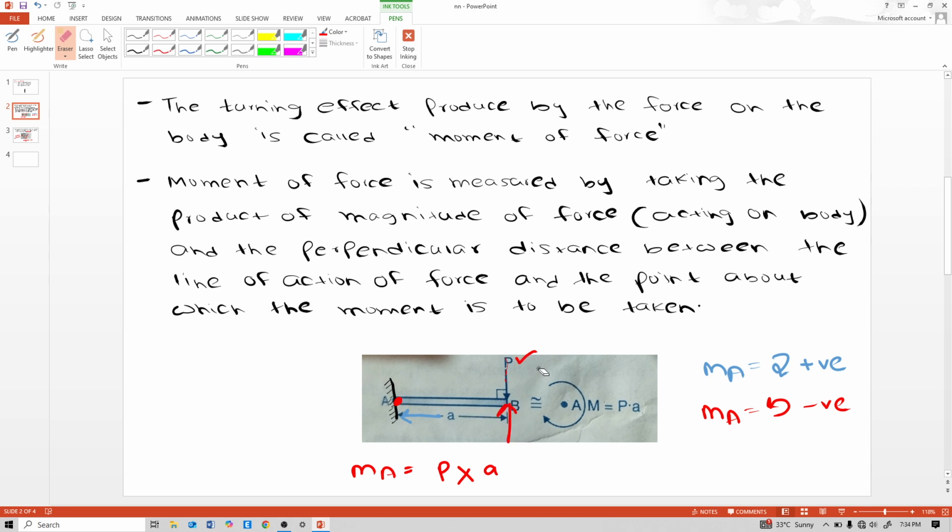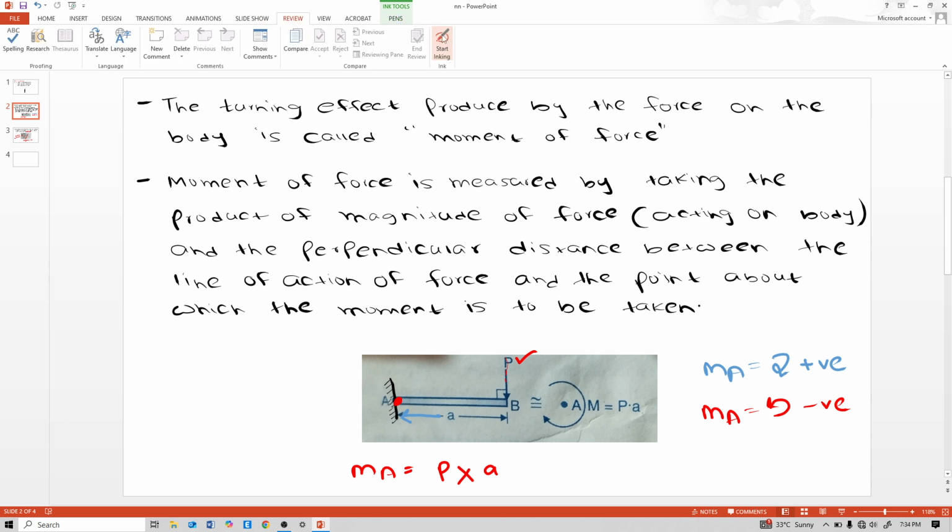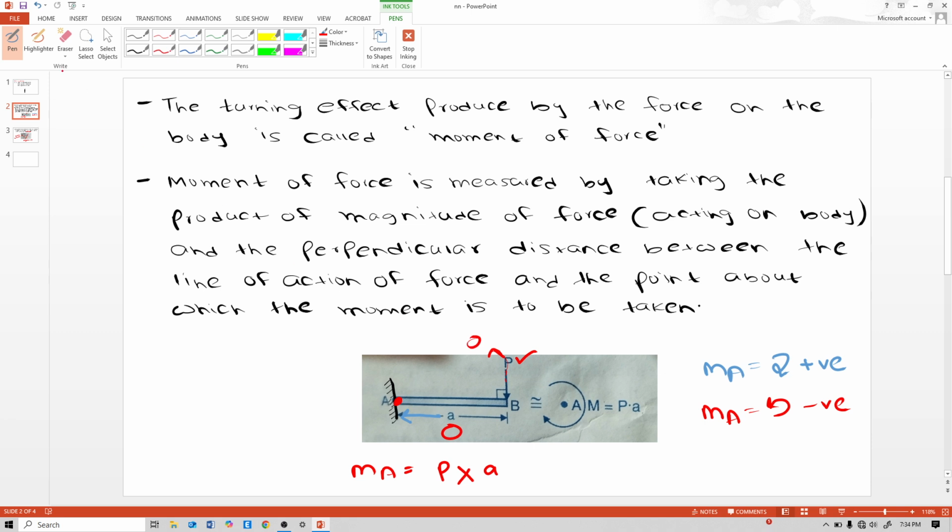Now see here, when will the moment be zero? Mathematically, P into a: either the force will be zero, or the distance between the line of action of force and the particular point will be zero. If either of these is zero, then the moment will be zero. So the force and the distance between its line of action and the point about which you take moment are very important. The SI unit of moment is Newton meter or kilonewton mm, because the force is in kilonewton and the distance is in mm.